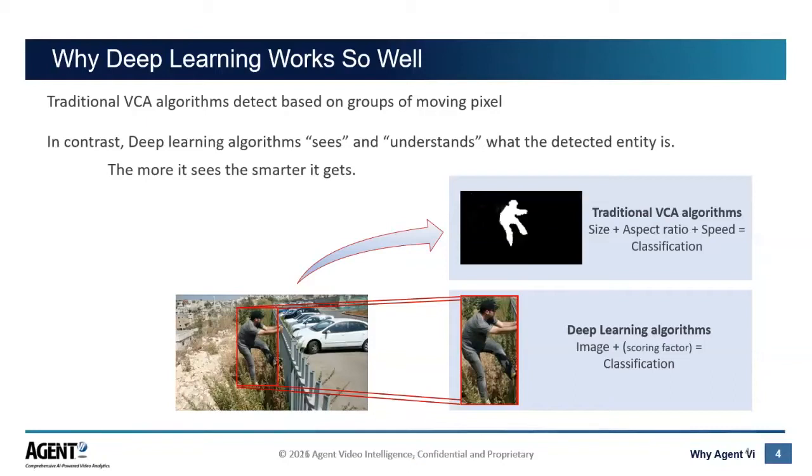By comparison, to contrast with that, deep learning or AI algorithms see and understand what the detected entity is. So if you're trying to detect a person, they're looking at that video image and they're looking for something that actually looks like a person. The more it sees, the smarter it gets. And the best way to explain this is with an analogy: it's actually the way the human brain works.